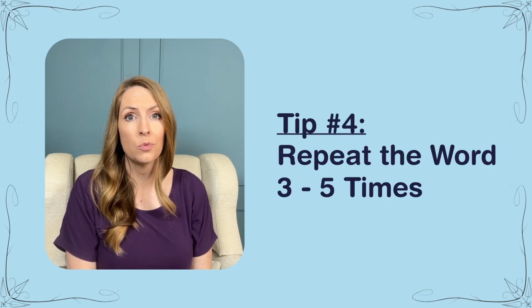Tip number 4. You're going to have your child repeat the word 3 to 5 times. Now make sure that you're only practicing it repeatedly if your child is able to get a correct production of SH. If they're doing it wrong, we don't want them to practice it over and over in the wrong way because we only want to encourage correct production so that we're building that muscle memory.